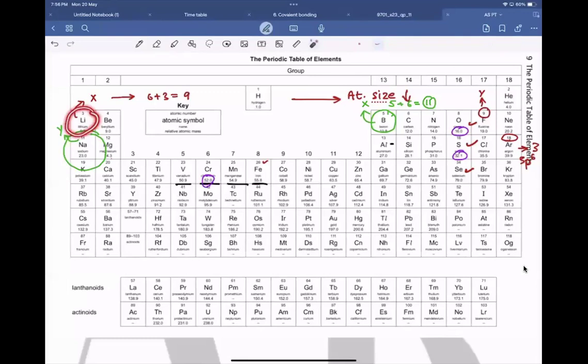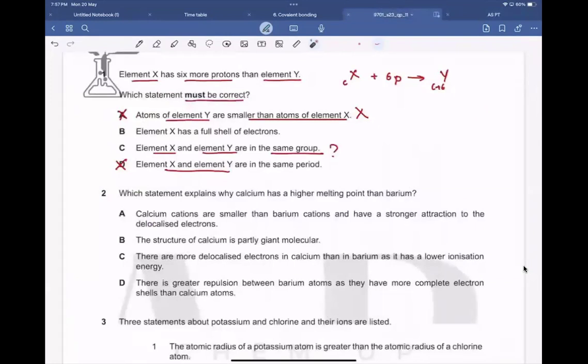For example, if it's lithium, then after adding 6 more protons, it can be F. If sodium, then it can be chlorine. If beryllium, then it can be neon. If magnesium, then it can be argon. So see, they can't both be in the same group. Is this understandable? So it means that statement C is wrong as well.